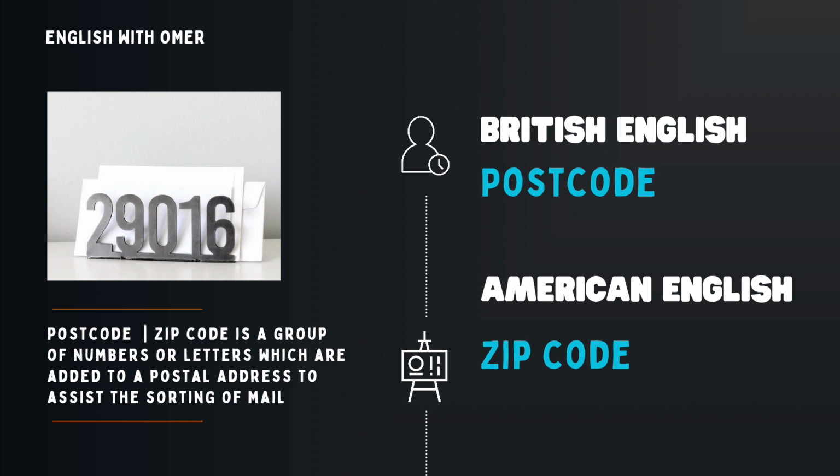In British English, this assigned number is known as postcode, but in American English, it is called zip code. Zip code. I personally believe in my own country I have to write zip code instead of postcode. So we are familiar with this word zip code whenever we have to buy any product online.